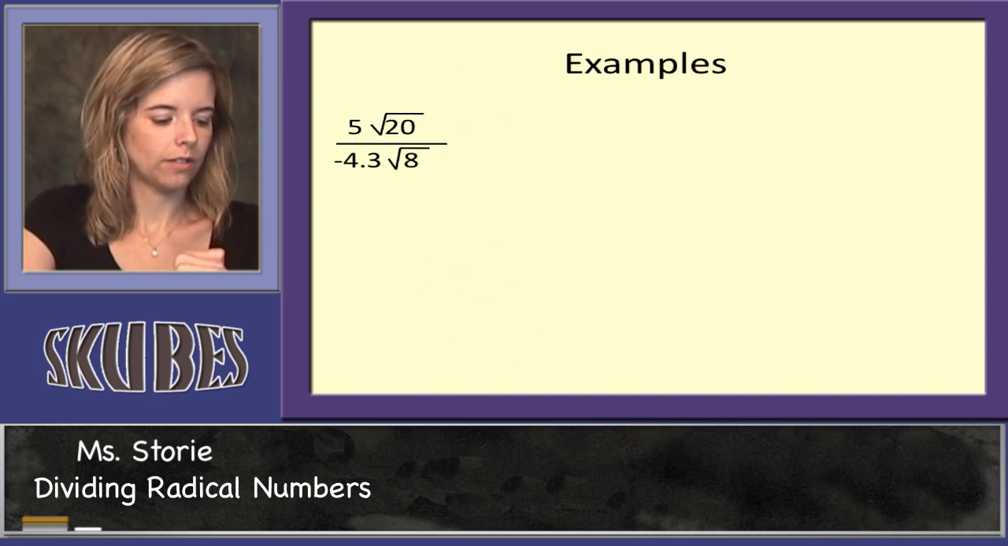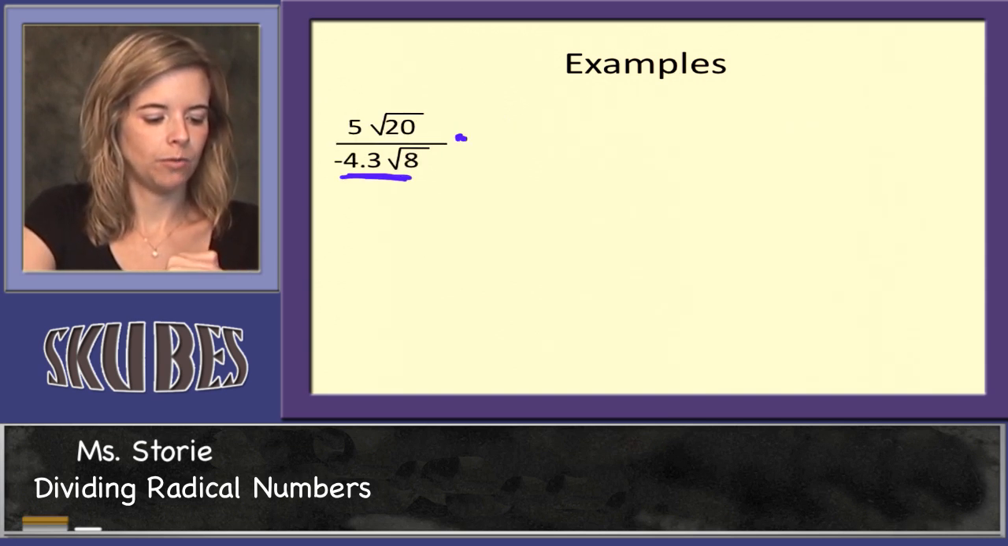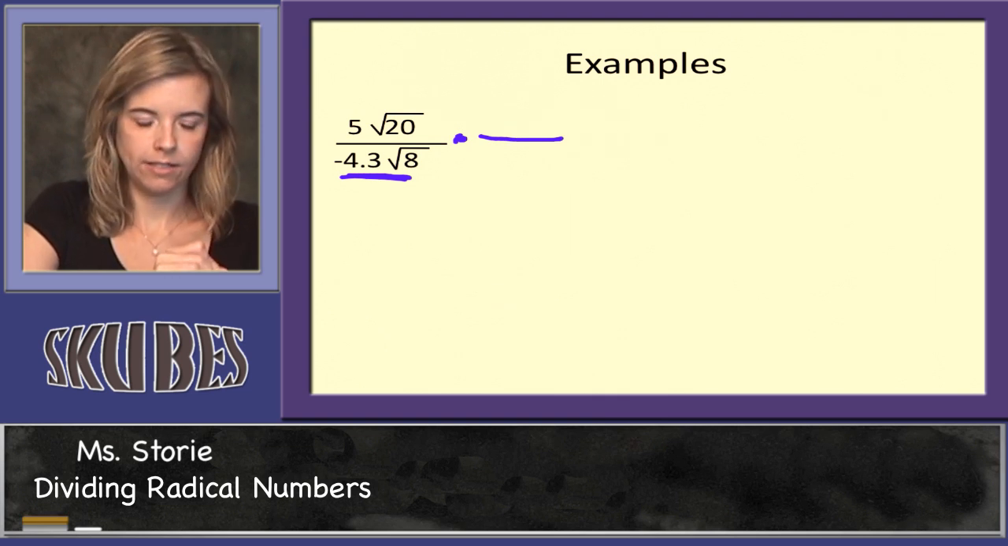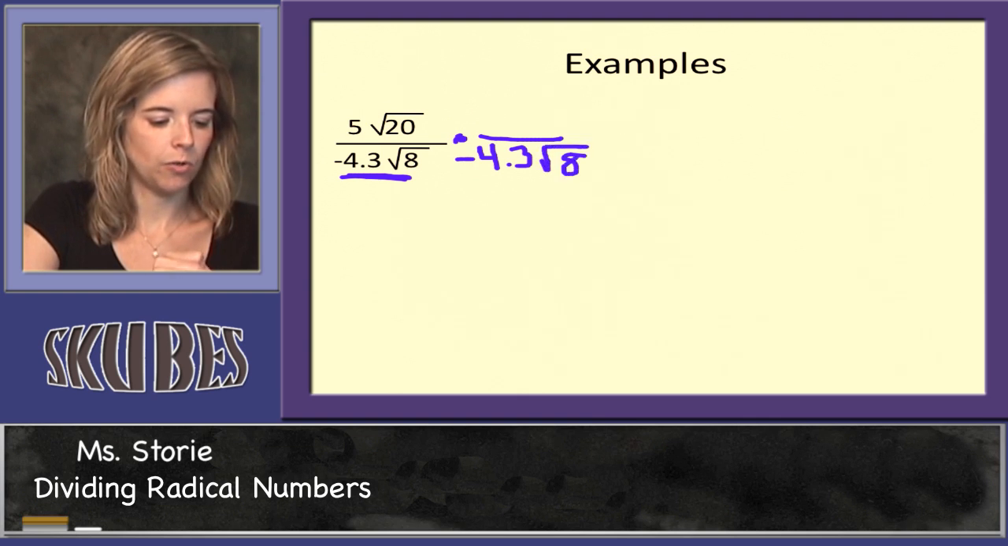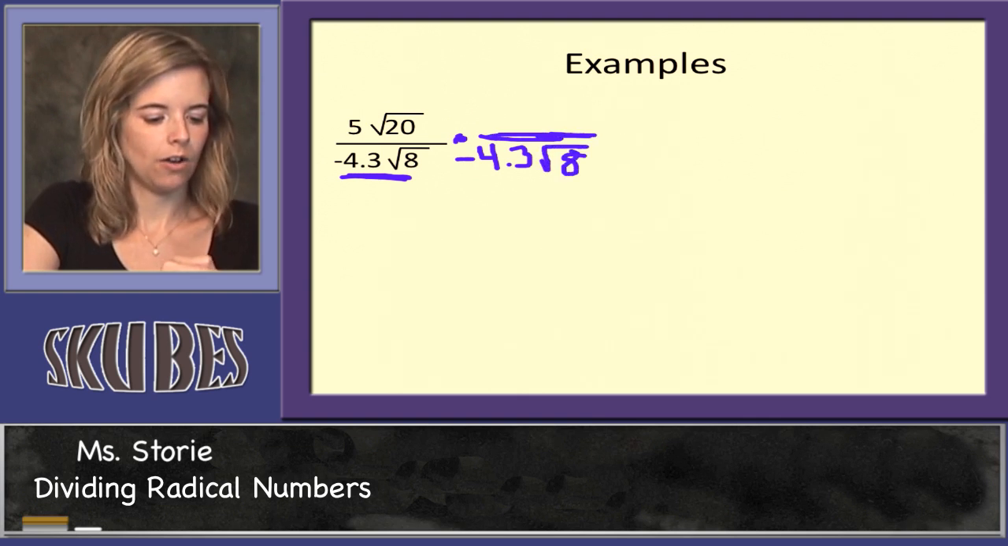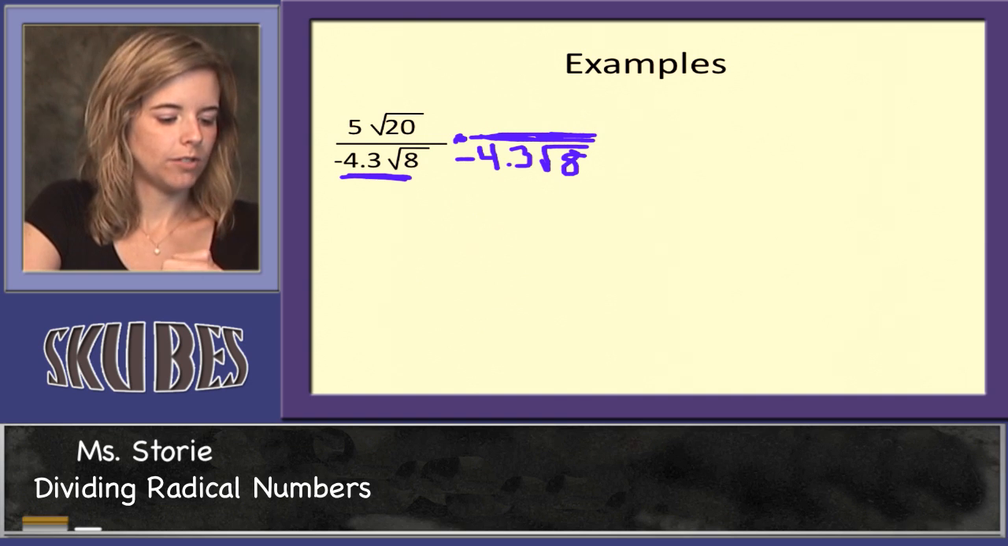Let's try one more. Okay, here's your denominator. So you're going to multiply both the numerator and the denominator by the denominator, and take that negative sign with it as well. Anything that's on the denominator, you just multiply the exact same thing. Alright, we did it on the bottom. Now we have to do it on the numerator. So we're going to multiply by negative 4.3 radical 8.